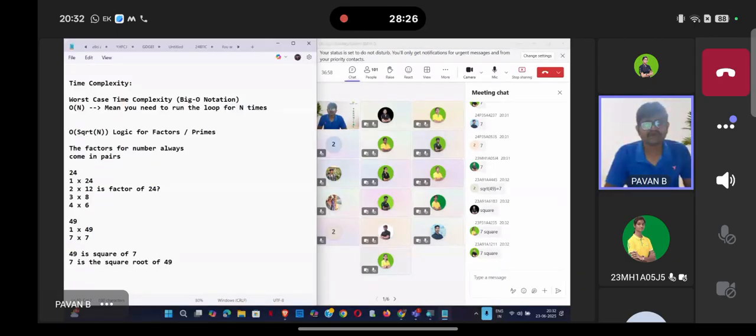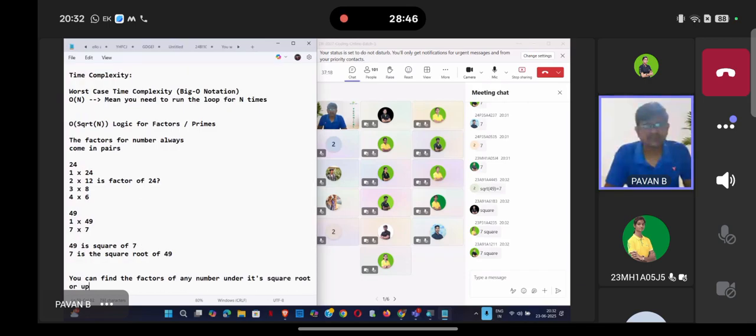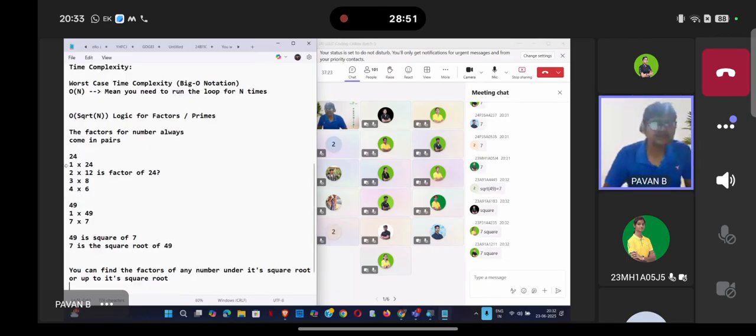Mathematically, it's been proven that you can find the factors of any number. So when I say factors, not only some numbers, factors of any number, under its square root or up to its square root. For example, if you take 24, what is the square root of 24, guys? Actually, square root of 25 is 5, right? And what is the square root of 24? It would be somewhere between 4 and 5. So which means 4.9 or something, right?